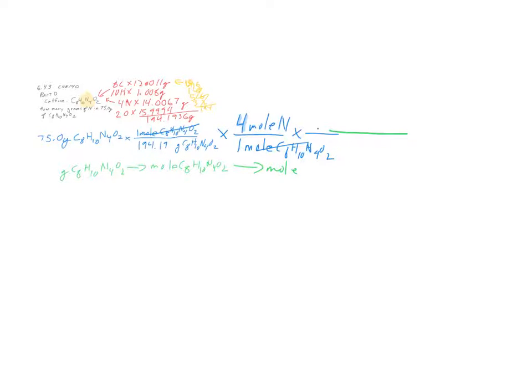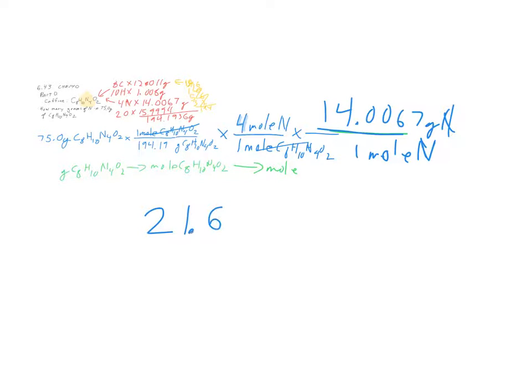1 mole of nitrogen is 14.0067 grams. So now I have the unit I'm looking for, grams of nitrogen. Multiply everything on top, divide through by everything on the bottom, and I get 21.6 grams of nitrogen.